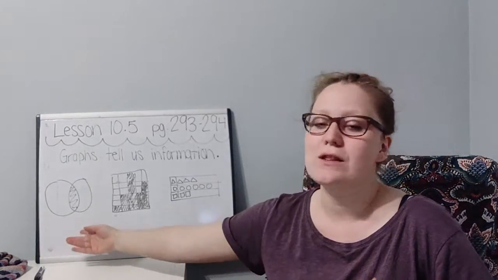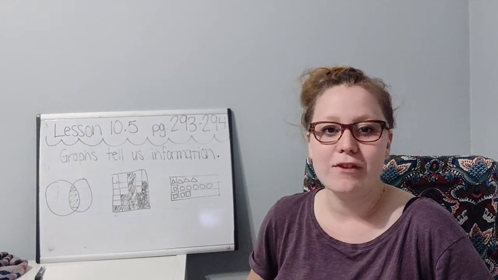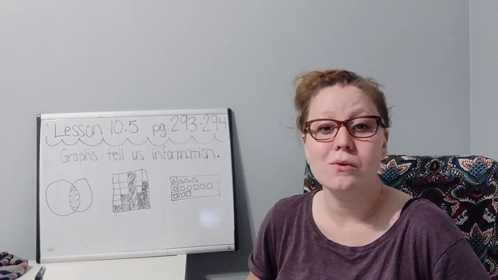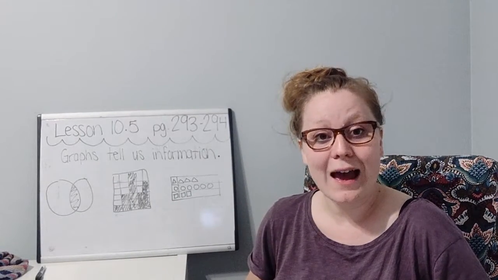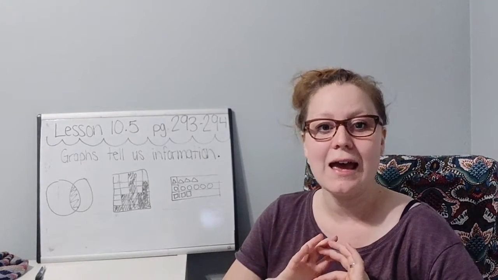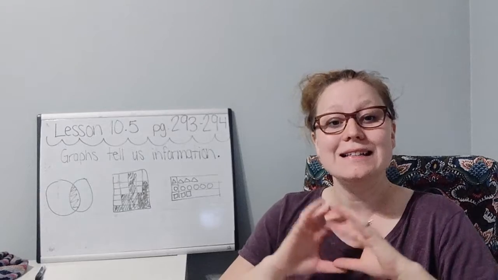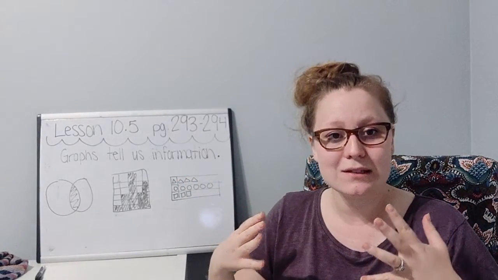The first graph we looked at is called a Venn diagram. Now, a Venn diagram is when we compare two or more different things, and we're looking for how these things are the same, how they're similar, and how these things are different as well. So how they're the same and how they're different.